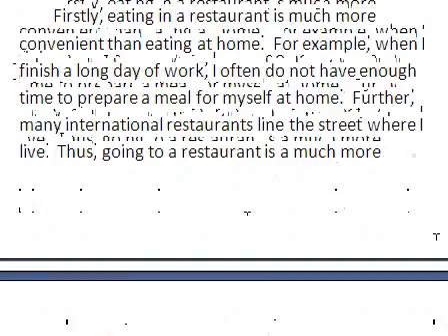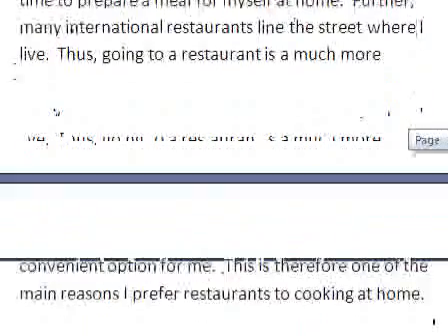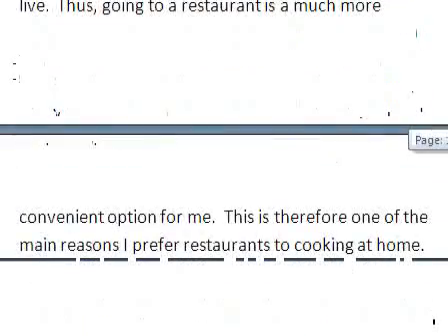So if we read then supporting paragraph 1 together from the beginning, firstly, eating in a restaurant is much more convenient than eating at home. For example, when I finish a long day of work, I often do not have time to prepare a meal for myself at home. Further, many international restaurants line the street where I live. Thus, going to a restaurant is a much more convenient option for me. This is therefore one of the main reasons I prefer restaurants to cooking at home.